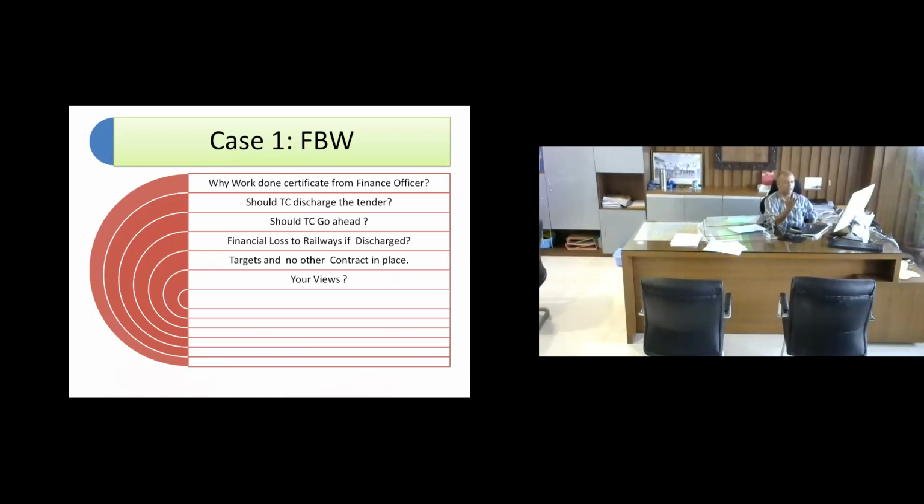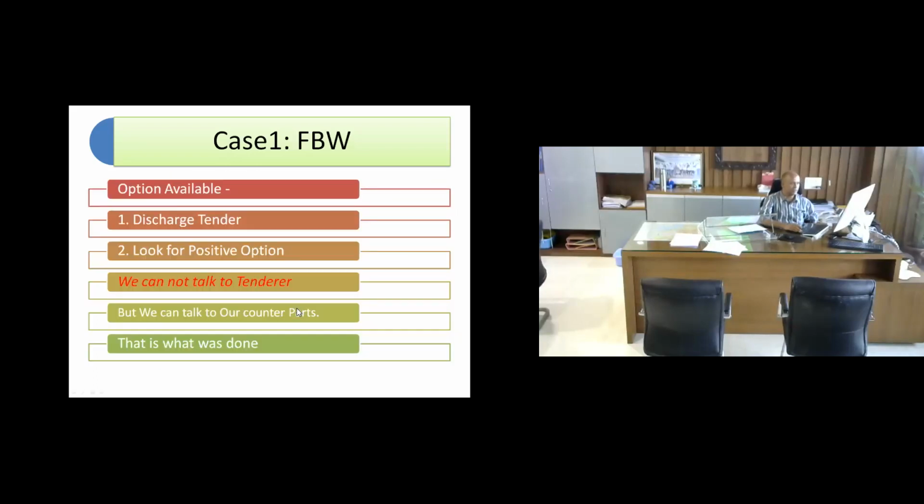Why a work done certificate from a finance officer? Should the tender be discharged or should we go ahead? If you discharge, there is a chance of financial loss to railways and the target cannot be met. So finally, after a lot of debate, the committee decided to look for a positive option. Of course, we cannot talk to the tenderer once a tender has been opened.